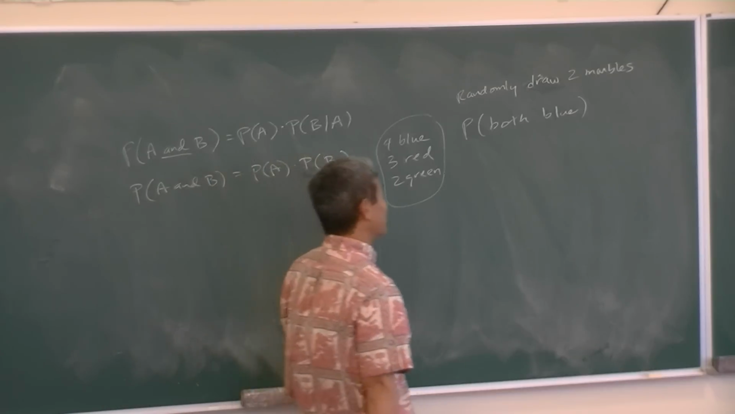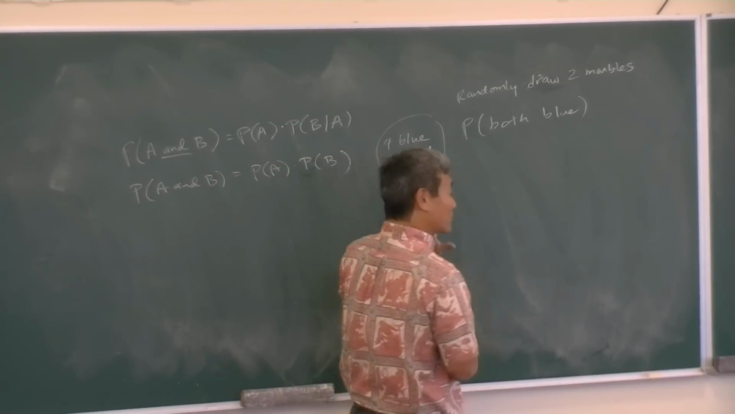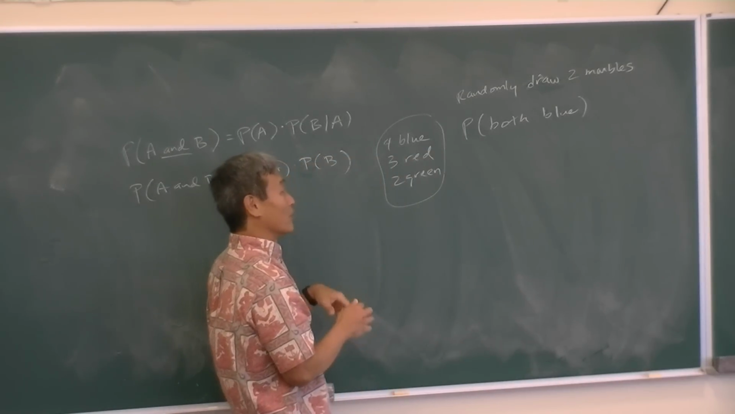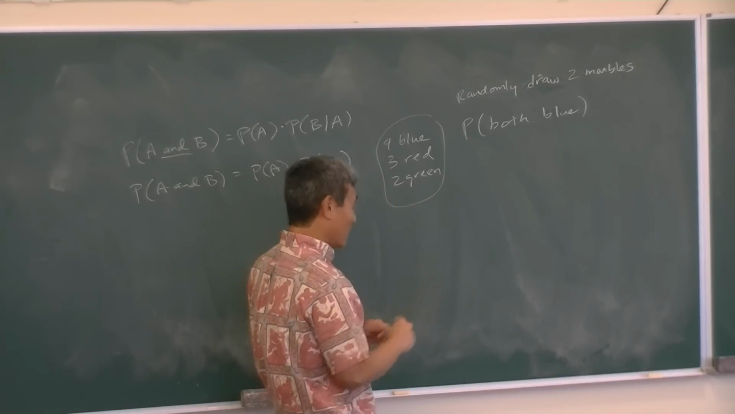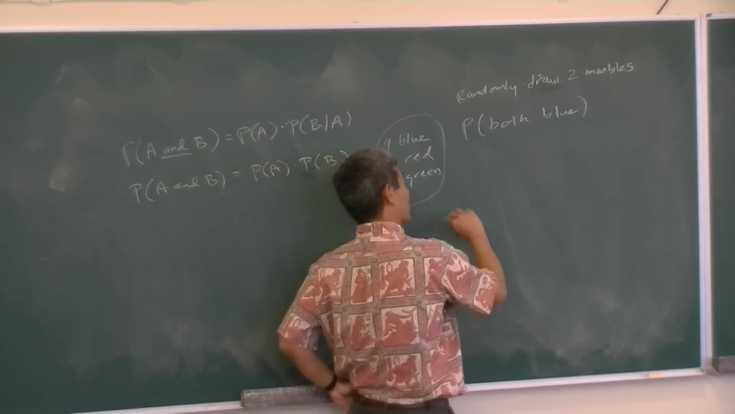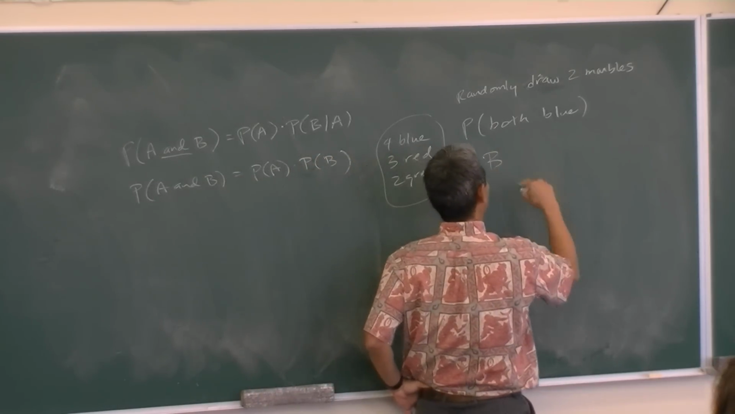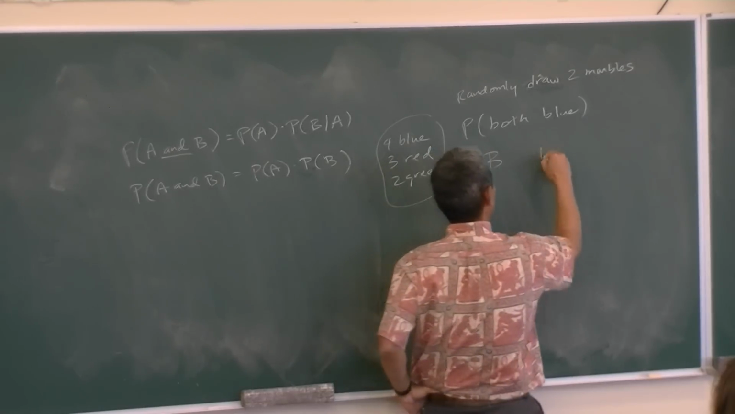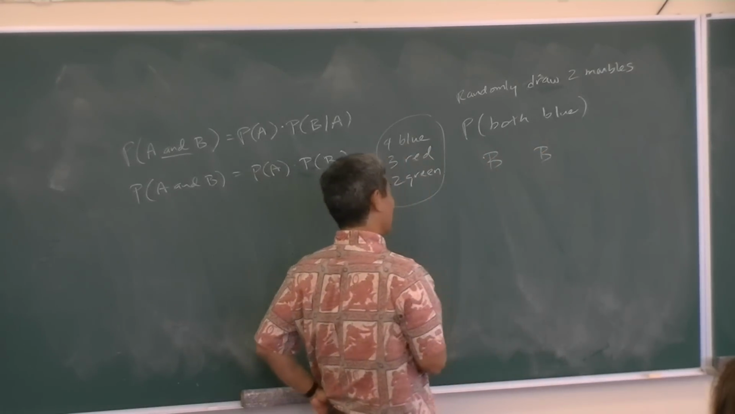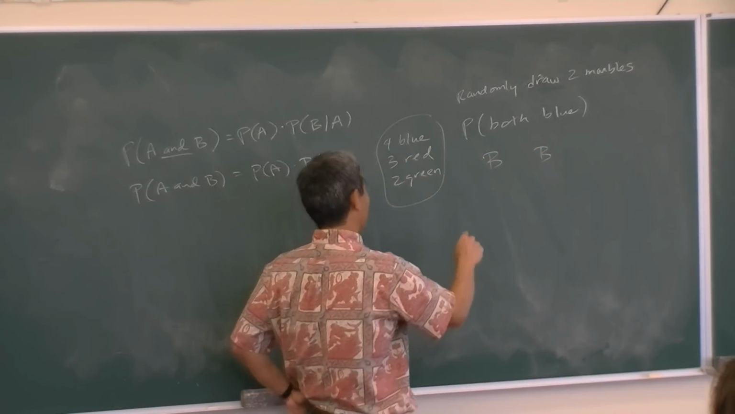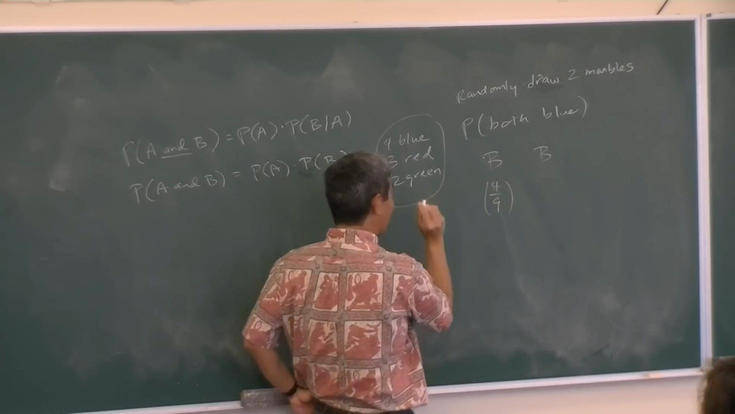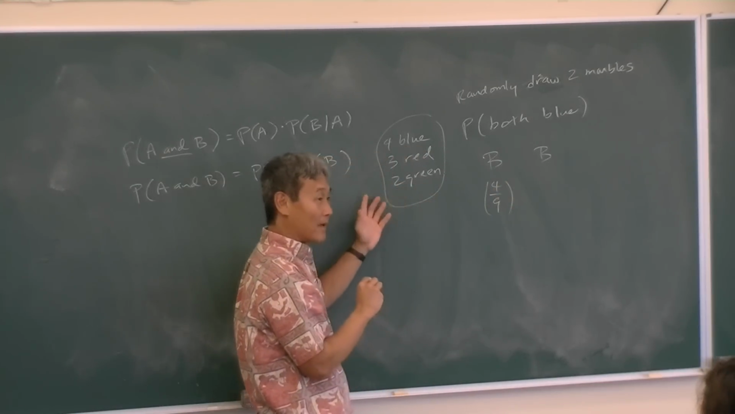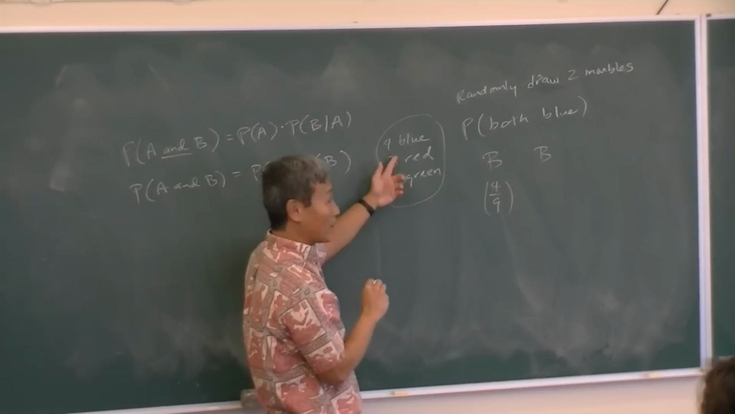Okay, so let's do a specific case. So the first way we're going to do it is without replacement, okay? I'm going to draw 2 balls, one after another. What's the probability that both are blue? What's the probability of getting a blue on the first and then a blue on the second? What's the probability of pulling out a blue on the first draw? 4 9ths. Okay, now, once I pull out a blue ball, there's only 8 balls left in the bag now, right? And there's only 3 blue ones.